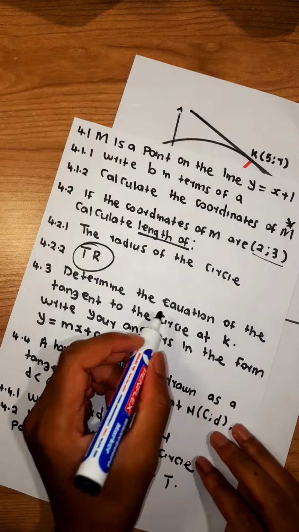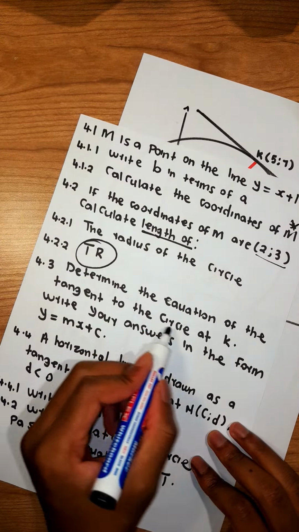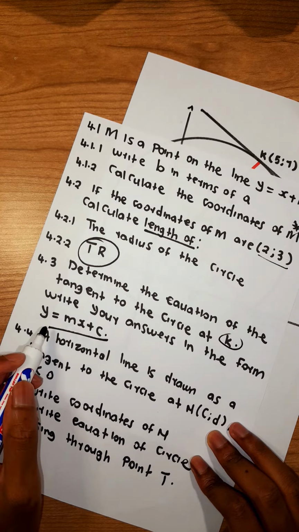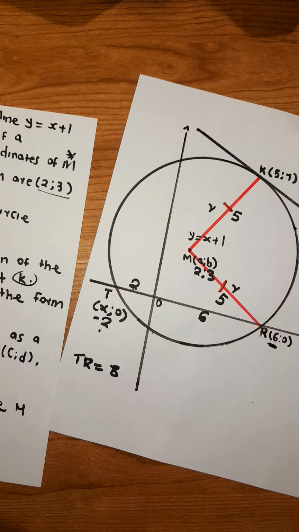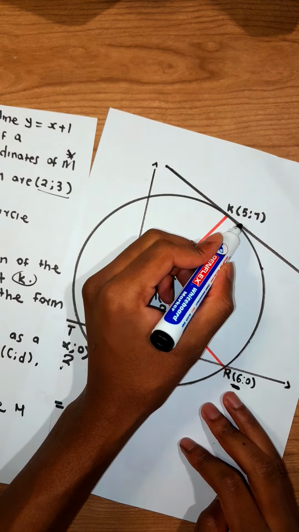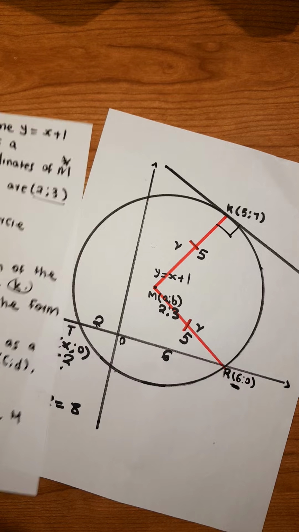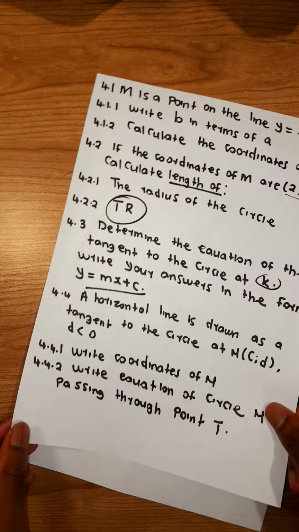Now they say determine the equation of the tangent to the circle at k. Write your answer in terms of y equals mx plus c. I'm not going to do this question. We have done this question a lot on exam focus. Now let's look at the question that interests me.